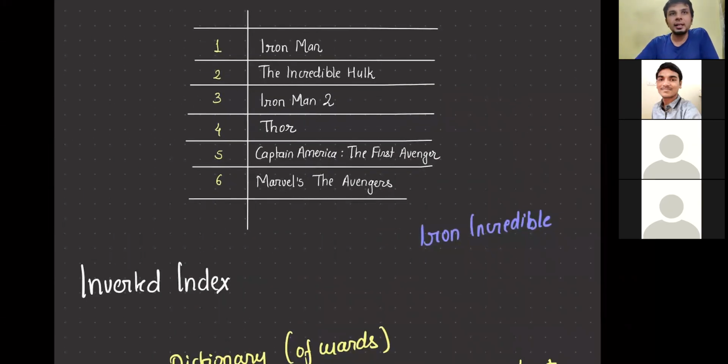Let's say my query is iron incredible. What would your search result be? Why not use a map kind of structure for indexing? You can do that, but how will you do string search on a map? You can still do it, with hash-based searches, where the key is the string.